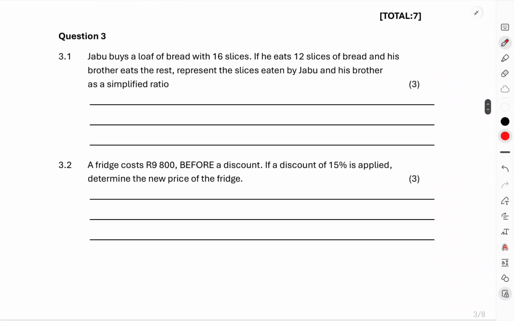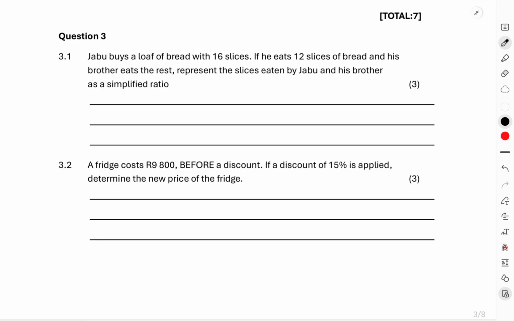Now let us go to question 3. It says Jabu buys a loaf of bread with 16 slices, right? So this particular loaf of bread is our Albani. There are 16 slices in it. If Jabu eats 12 slices from the bread that had 16 slices and his brother eats the rest, represent the slices eaten by Jabu and his brother as a simplified ratio, right?